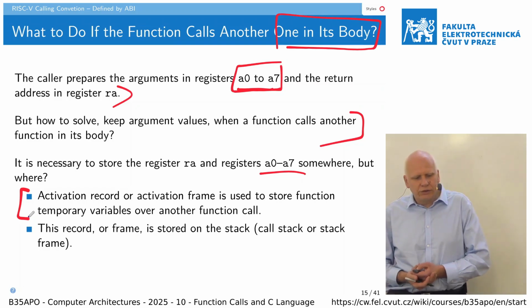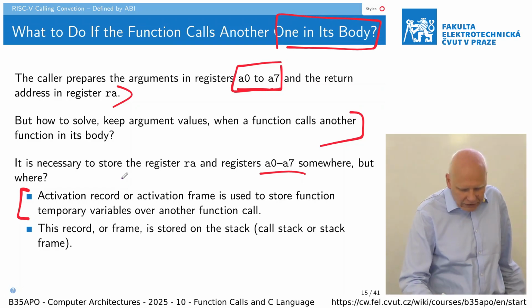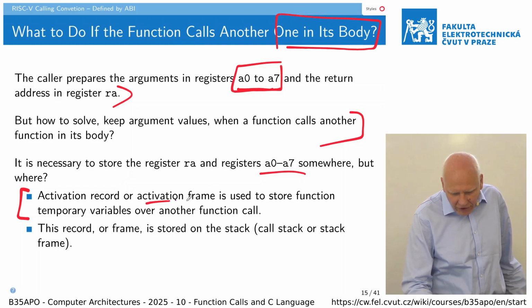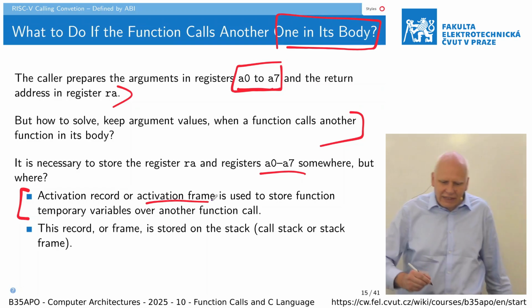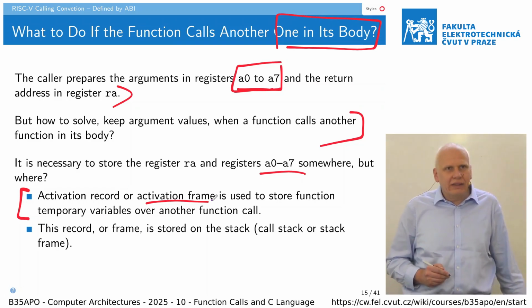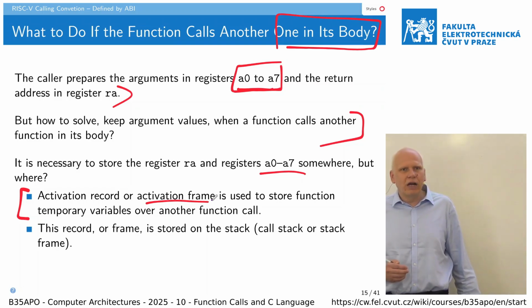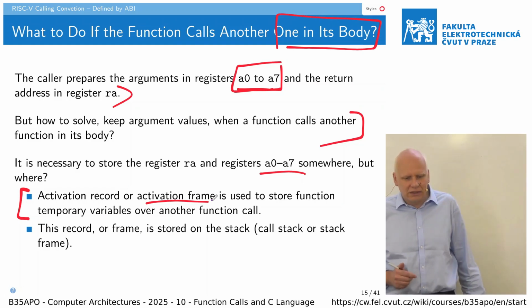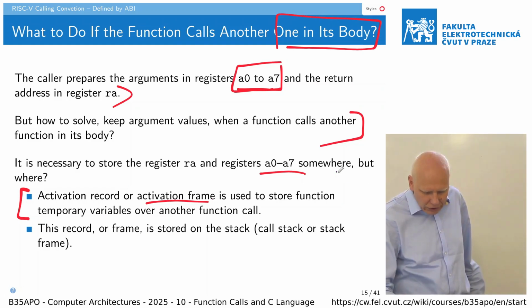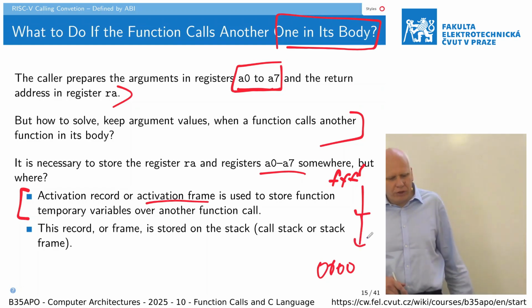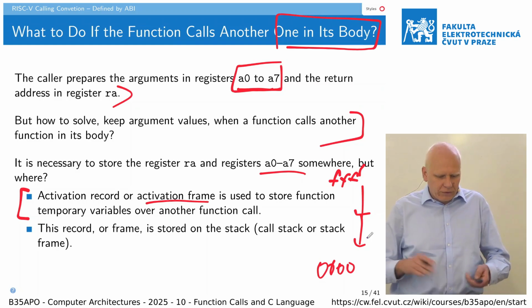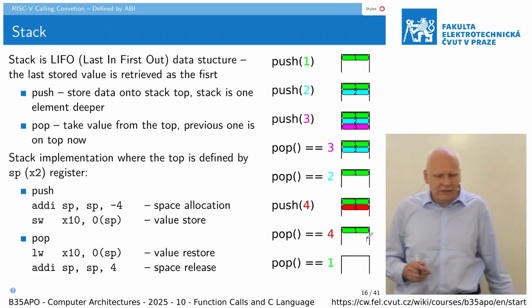For this storage, we use the so-called activation record or function frame on a stack. The stack is a structure which has the big advantage that it is very easy to allocate and release locations. In fact, the stack usually today on most processors grows down, and the allocation is only moving the pointer to the top of the stack. So work with the stack is very fast.